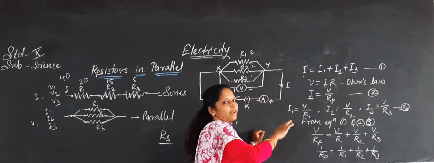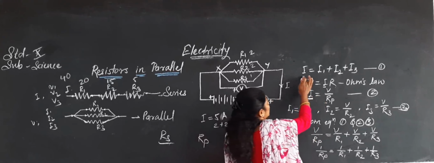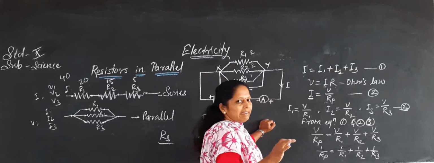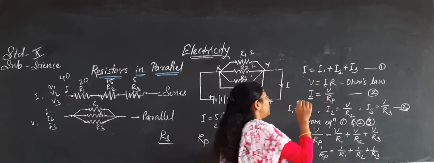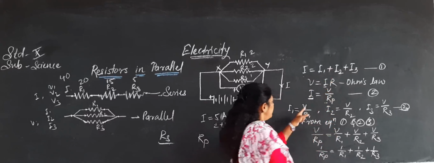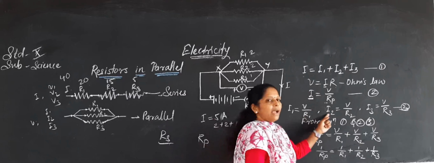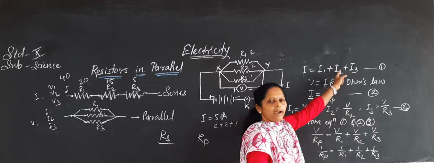First, for resistors in parallel, the total current is V divided by Rp, so insert that value. Then the I1 value is V divided by R1. Then the I2 value is V divided by R2.